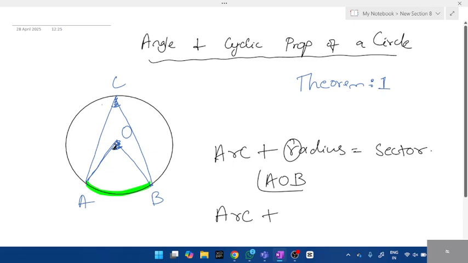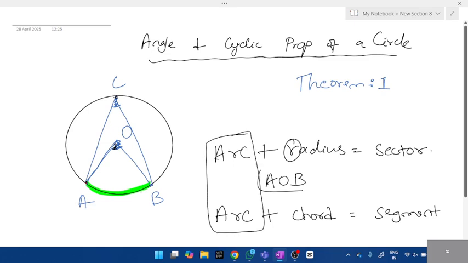What do you call the line AC, which touches from one point on the circumference to the other point? Diameter or chord? We call it a chord. Arc plus chord, what is it? Sector or segment? Segment. So look here, students. Sector and segment are both different, but the arc is common to both.